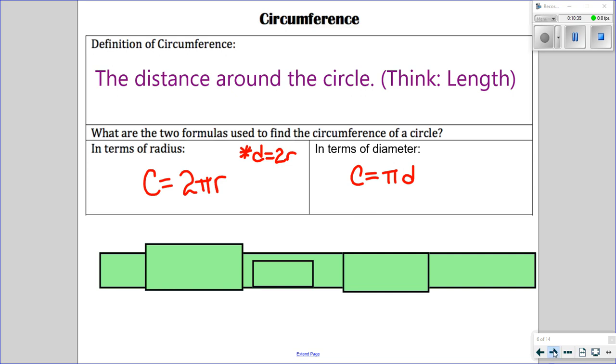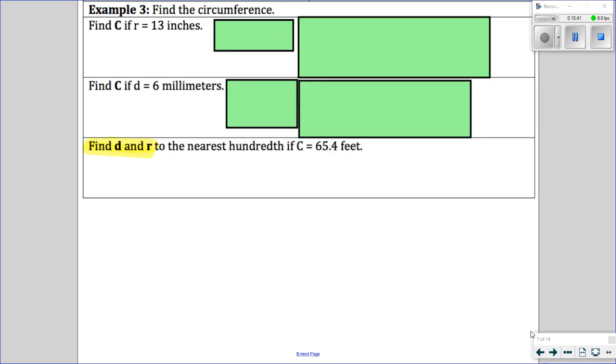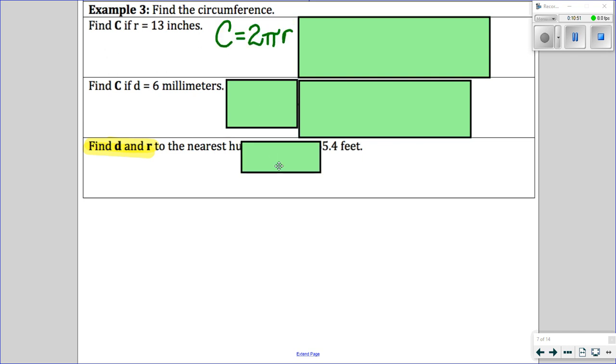All right, so we're going to do examples based on that. First one says we need to find C, the circumference, if the radius is 13 inches. Since we're doing it in terms of r, it's going to be C equals 2 pi r. Then we just plug in all the information we have. We have the 2, the pi, we just leave pi as pi, and then plug in the radius with 13.